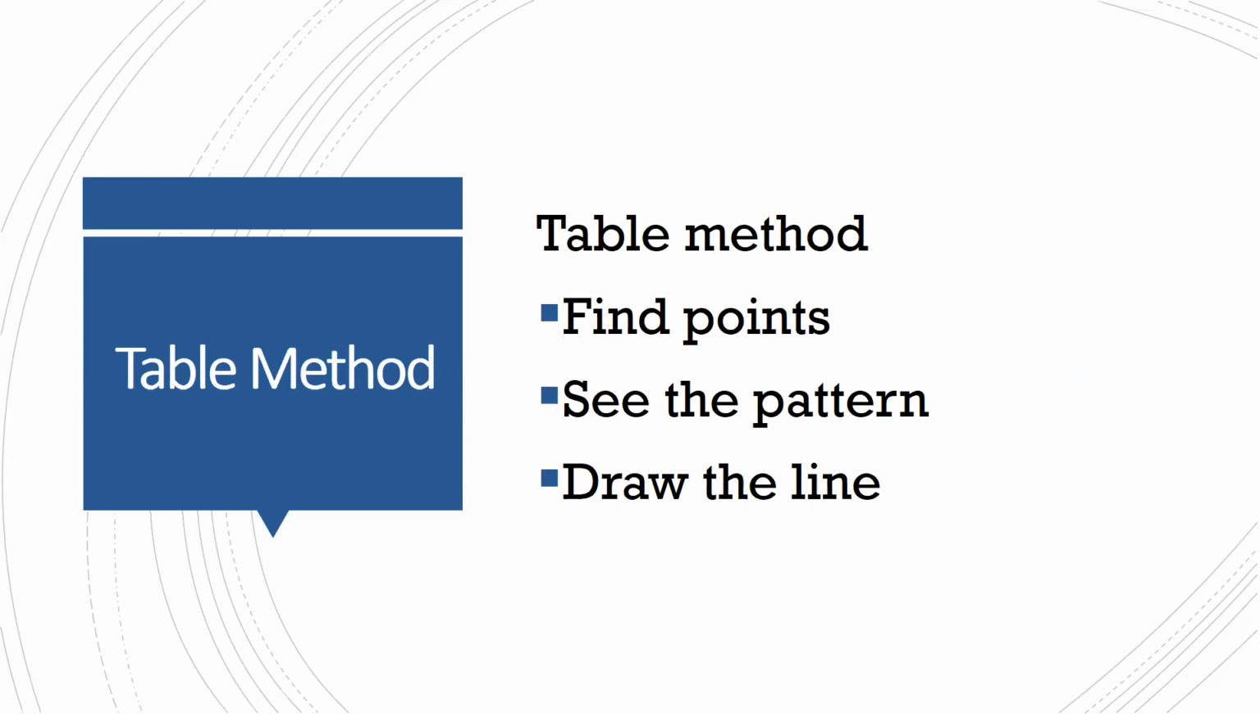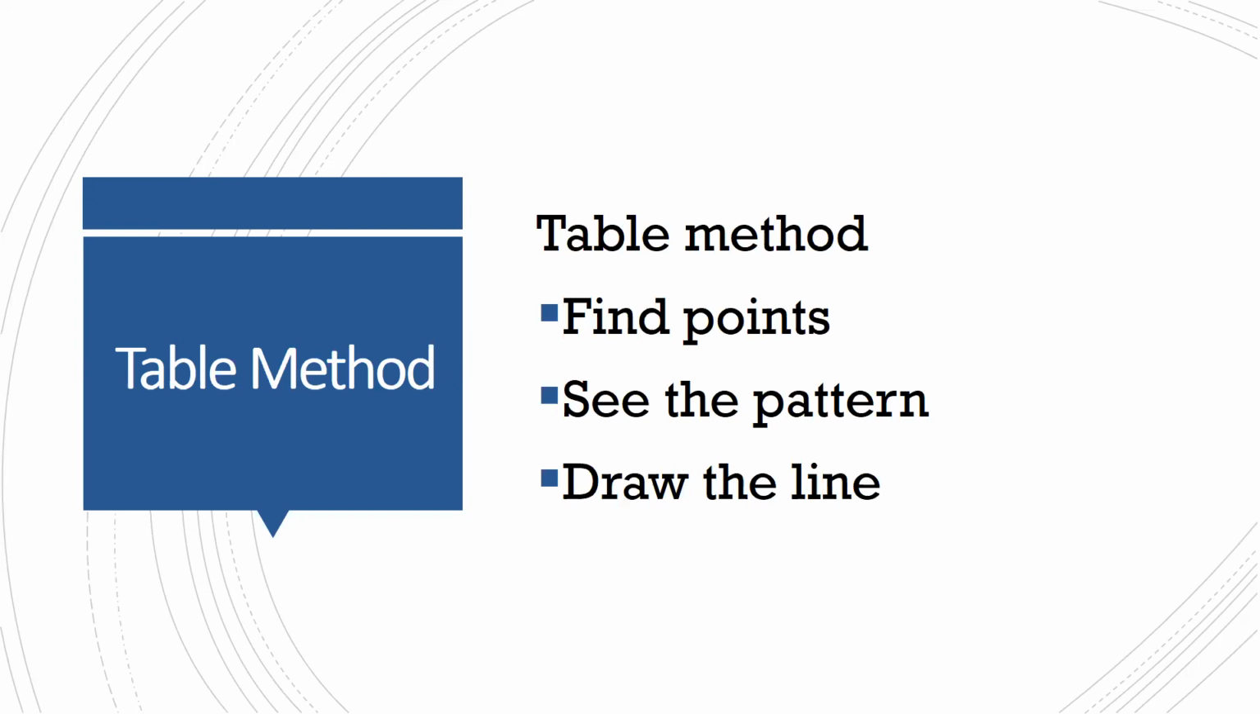So what I call the table method, other people will call finding points method, is pretty simple to understand. We know that when we are graphing a linear equation, the solutions are going to form a line. That is, graphing a linear equation in two variables creates a straight line when we graph those solutions.